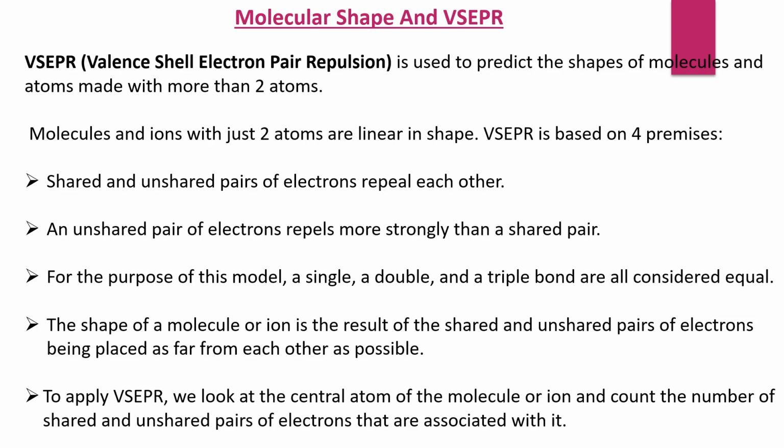Shared and unshared pairs of electrons repel each other. An unshared pair of electrons repels more strongly than a shared pair. For the purpose of this model, a single, a double, and a triple bond are all considered equal. The shape of a molecule or ion is the result of the shared and unshared pairs of electrons being placed as far from each other as possible. To apply VSEPR, we look at the central atom of the molecule or ion and count the number of shared and unshared pairs of electrons that are associated with it.